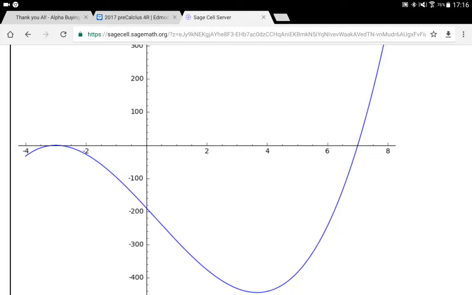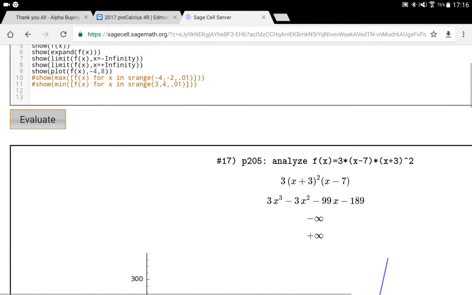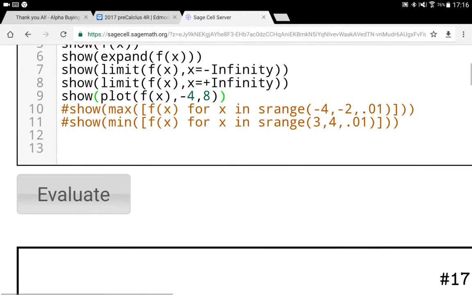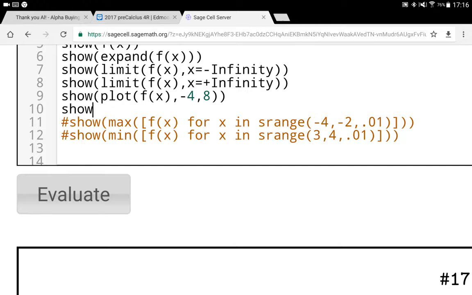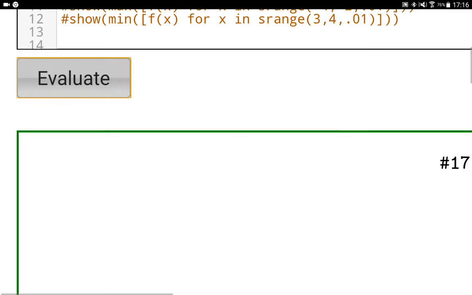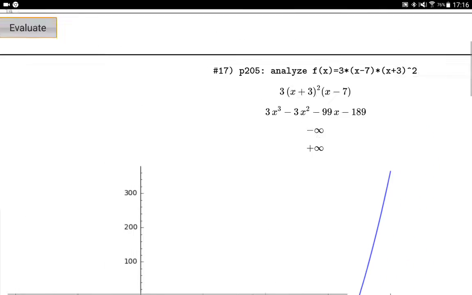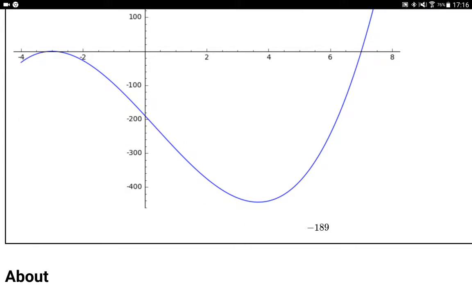And we could also get the y-intercept, I suppose. I don't think I put that in there. Just for fun, why don't we do that? Let's show f of 0. If we plug in 0 for x, we get the y-intercept, just as if we plug in y equals 0 when we solve for x, we get the x-intercepts. If you plug in 0 here, you should get -189, right? Let's see. Yep, -189. There it goes.